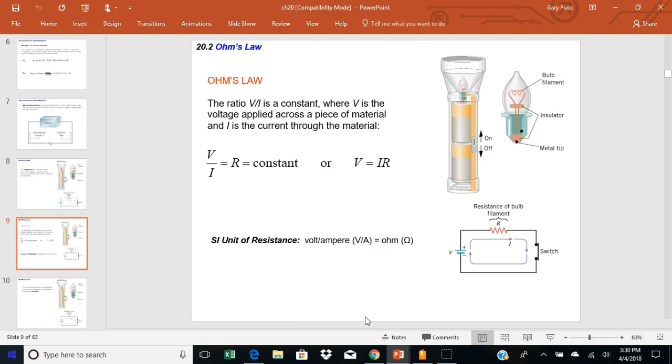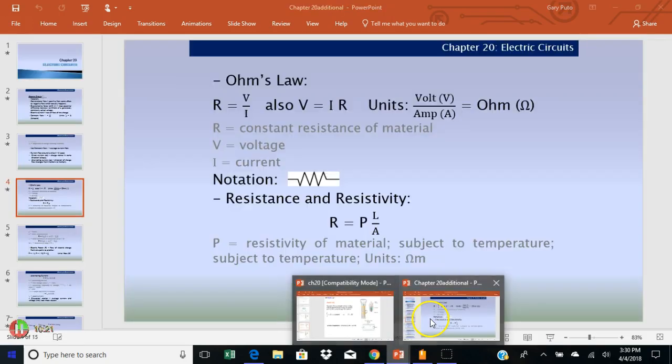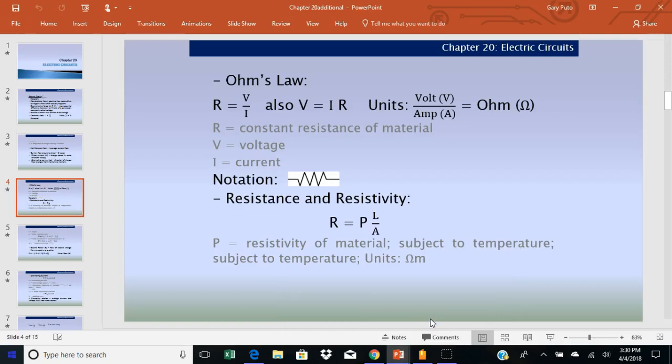Even though it says Ohm's Law, it's not a law. It's basically a statement about the ratio of the voltage to the current. The units for resistance are ohms. A volt divided by an amp is equal to an ohm. So that's the units of resistance. Just take a look at this again. Ohm's law: R is the constant resistance of the material, V is the voltage, I is the current. You can also express Ohm's law as V equals IR, or R equals V over I. The notation for resistance in an electric circuit diagram is a bunch of lines going up and down.